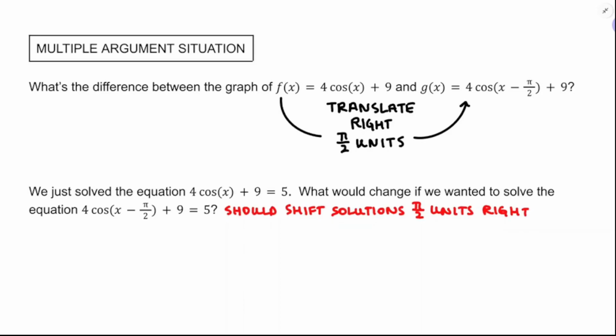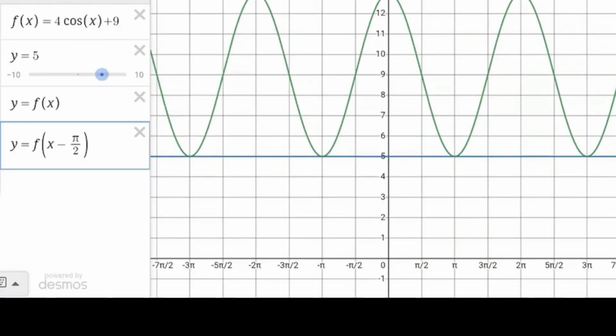So I'm going to graph f of x equals 4 cosine x plus 9, and then y equals 5, and look at the solutions. Then I'm going to replace the x with x minus pi over 2 and watch it shift the solutions right. Alright, we've got the graph of y equals f of x shown in green and y equals 5, and you see the intersection points are like negative pi, pi, 3 pi. Like we said, pi plus 2 pi n, where n was any integer.